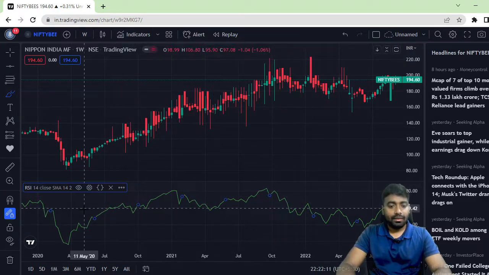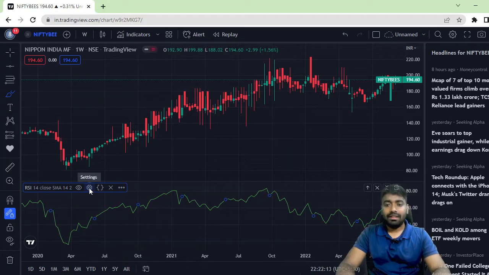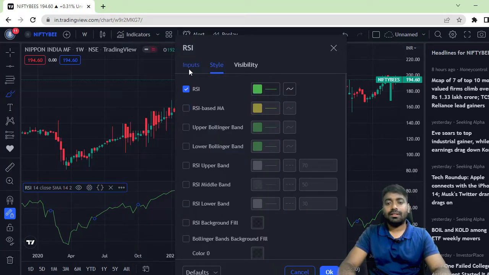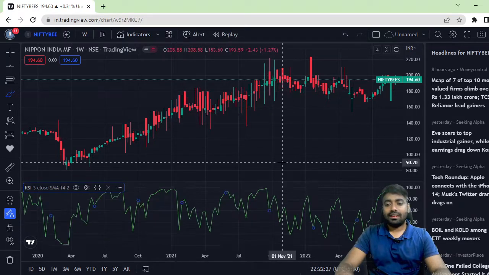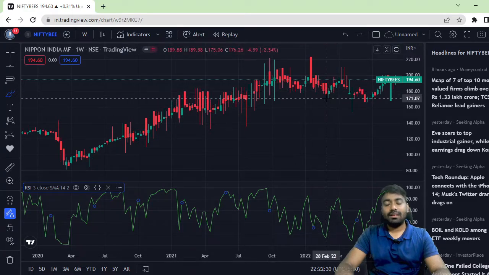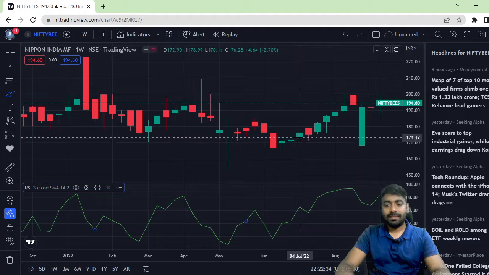So remember one change we have to make whenever we are giving the RSI: the length, whatever you are selecting, you have to select as 3 weeks. That means you have to always select the relative strength length as 3 weeks. Why 3 weeks? The chart you are seeing here is purely a weekly chart. If I show one of the charts here, this is basically the weekly chart.